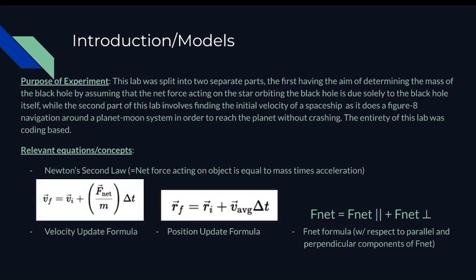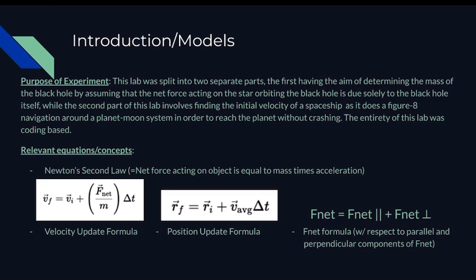For the introduction, this lab was split into two separate parts. The first has the aim of determining the mass of the black hole itself by assuming that the net force acting on the star orbiting the black hole is due solely to the black hole, while the second part involves finding the initial velocity of a spaceship as it does a figure-8 navigation around a planet-moon system in order to reach the planet without crashing. The entirety of this lab was coding-based.